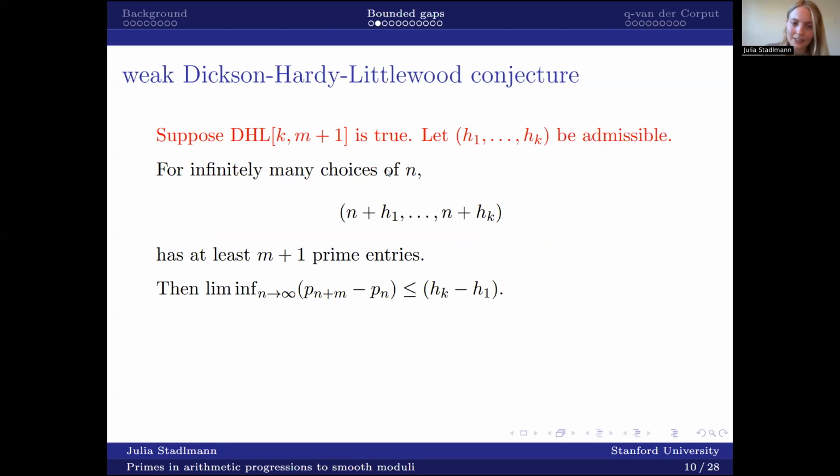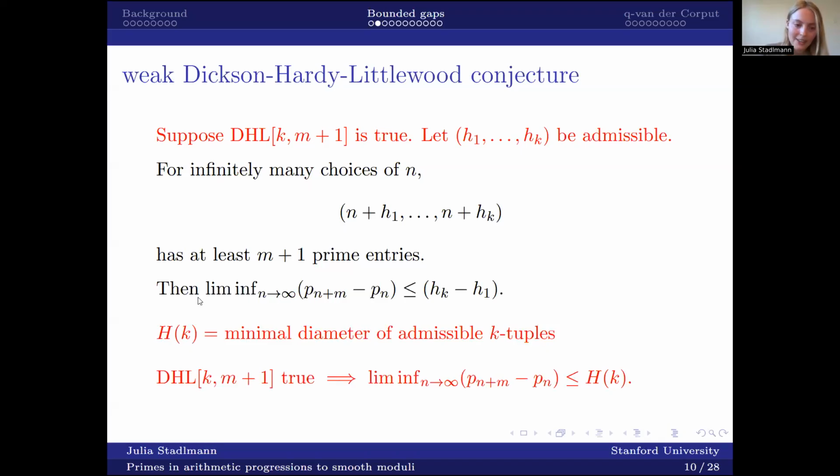And if we can show that such a statement is true for tuples with k entries, and that there's m plus 1 primes, that means infinitely often n plus h1 up to n plus hk has m plus 1 prime entries, and the difference between the smallest and the largest is bounded by hk minus h1. So that gives an upper bound on the lim inf of the prime gaps of hk minus h1.